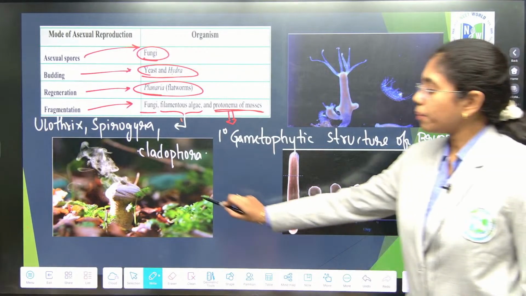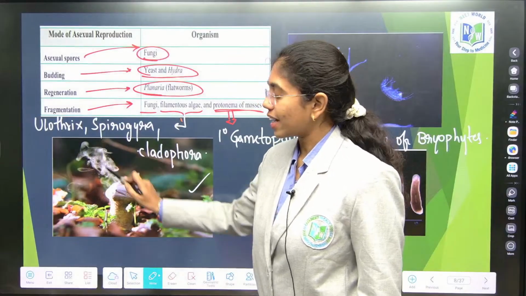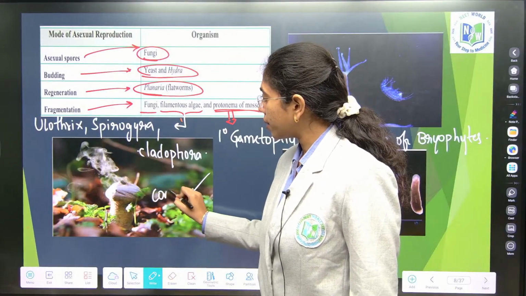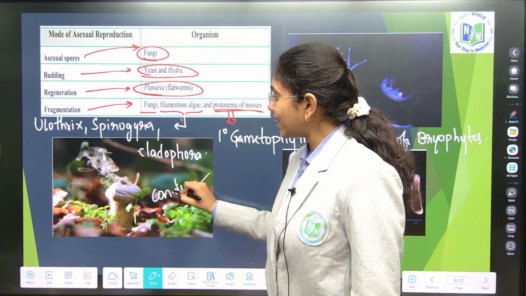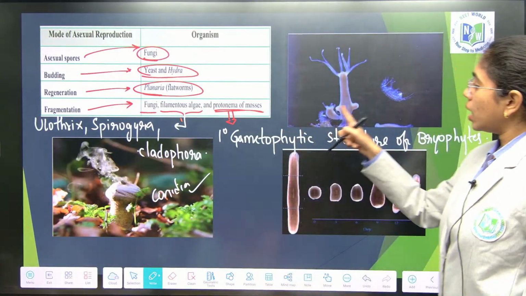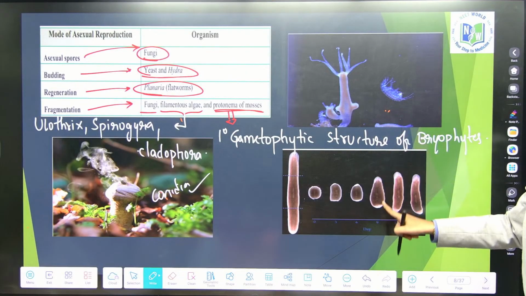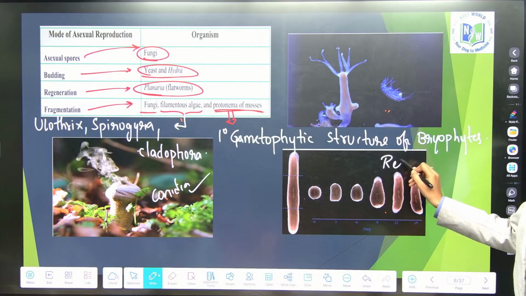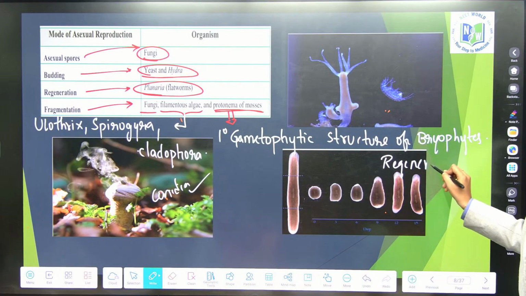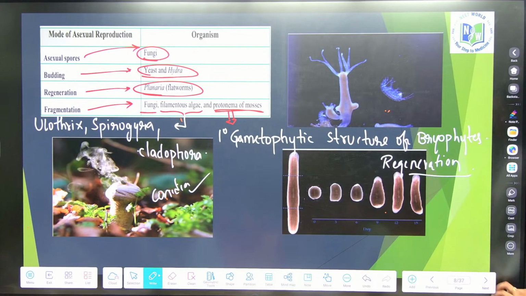This is the example of spore formation. This is how the spores are released. Example of conidia, which is exogenously released. Spores are released like this in fungi. This is the example of hydra, that is budding. And this is the example of regeneration, planaria. Got it everybody? You are clear on growth and reproduction, right? Next.